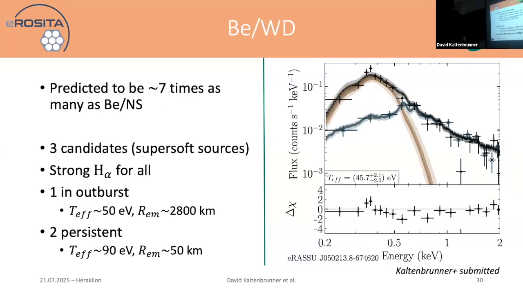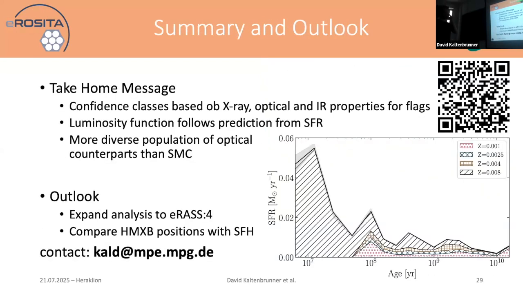Then I am now really at my summary. So we created this new catalog of X-ray binaries, where we used infrared, optical, and X-ray information for flags for confidence classes. We did the luminosity function as a first step towards the star formation rate, the star formation history. And what's very interesting is that our population is more diverse than that, as you see. And the next project is then to explain this with the star formation history.